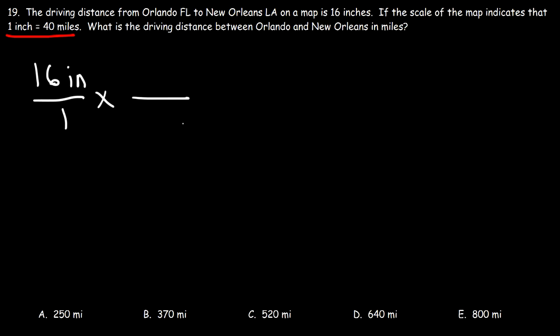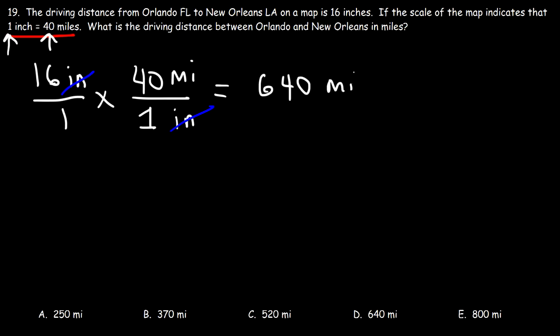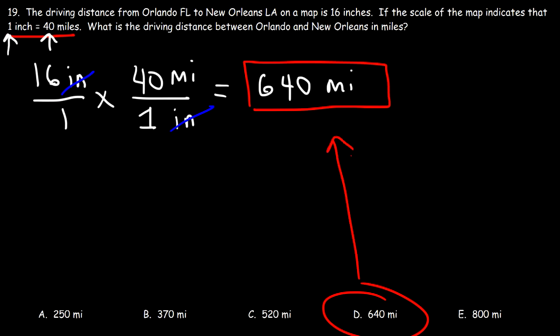Now I'm going to put the unit inches on the bottom and miles on top. So the number associated with miles is 40, as we can see here, and the number in front of inches in the conversion factor is 1. So based on the setup, the unit inches will cancel. So it's just going to be 16 times 40. And so the answer is going to be 640 miles. So that's the driving distance between these two cities, which means D is the right answer.